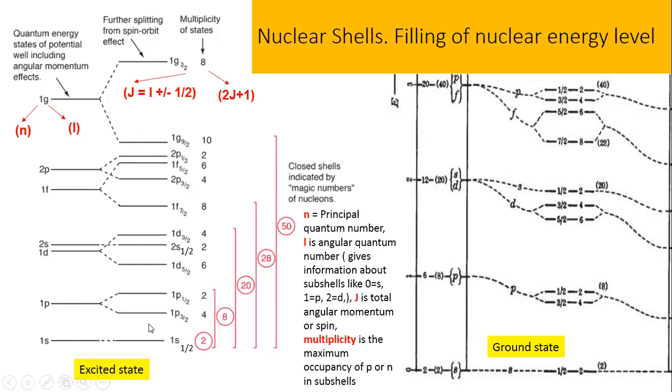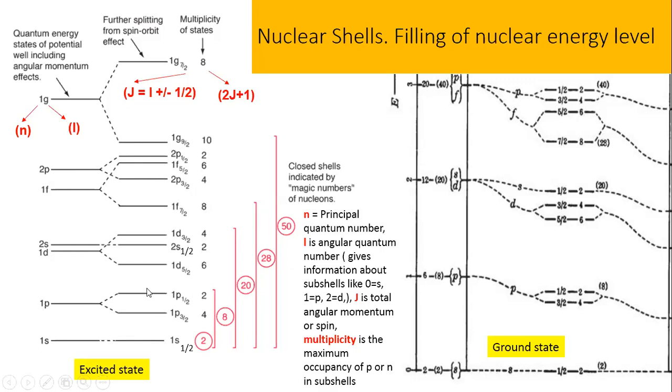So actually, within the energy gap or before the energy gap, the total occupancy of the protons or neutrons is called the magic number. Here this is 2, and this is 6 plus 2, which is 8, because there is an energy gap, and then the energy gap is here. From here to this, the total number of protons or neutrons is 20, and from here to this energy gap, 28. So from here to here it is 50.